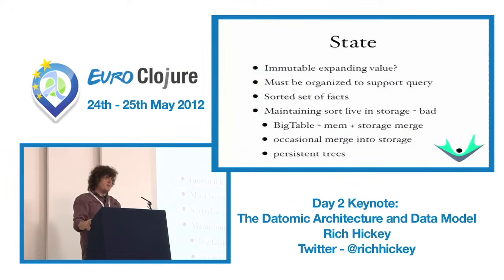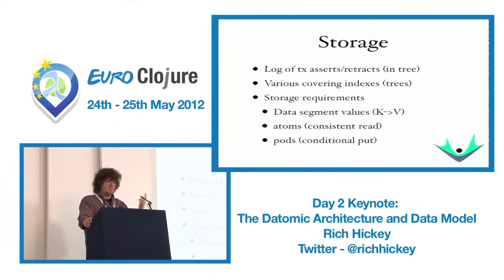Datomic does not follow that model because we see a lot of value in trees, obviously, being immutable. So we do the same thing. We occasionally merge into storage, but both the representation in memory and the representation in storage are persistent trees. So Datomic is sort of durable persistent trees. Storage really is divided up into two separate parts.